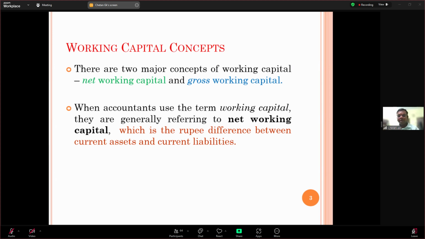So what happens if current liabilities are more than the current assets? Then it is going to have a negative sign. So a minus sign is not good, which means you're unable to fulfill the short-term requirements of your company. That is the reason normally the current assets should be higher than the current liabilities.